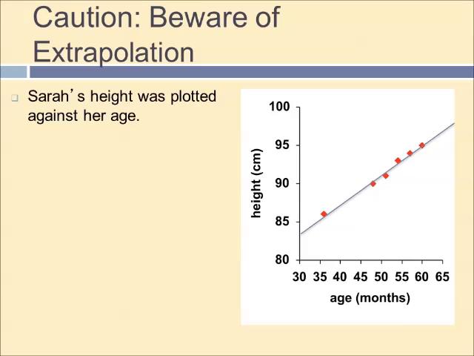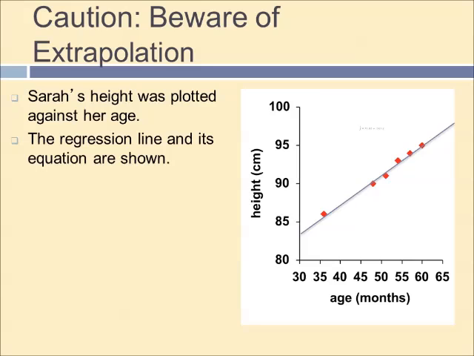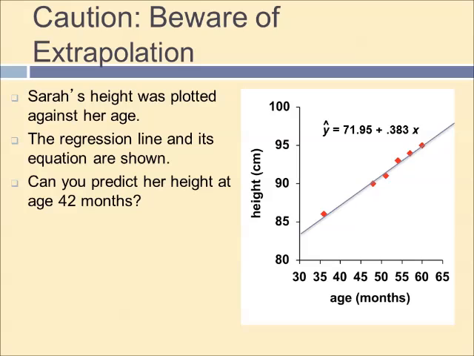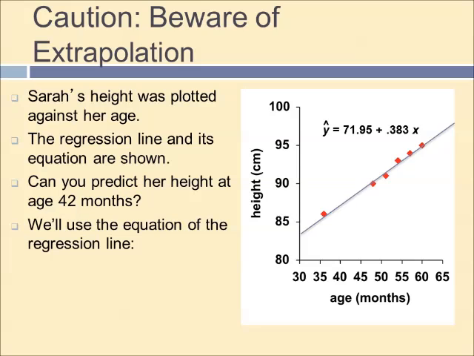So, as an illustration of extrapolation, suppose we have Sarah's height plotted against her age. The regression line and its equation are shown here. Can you predict her height at age 42 months? Well, we'll use the equation of the regression line to do that. So, we take the equation, plug in 42 for x, and we find that her height is predicted to be 88.04 centimeters. Right about there.